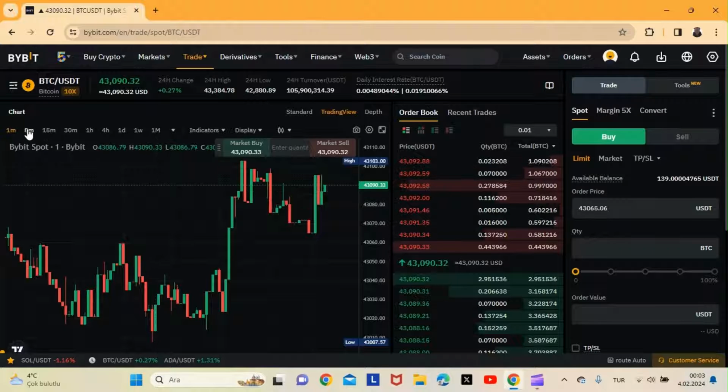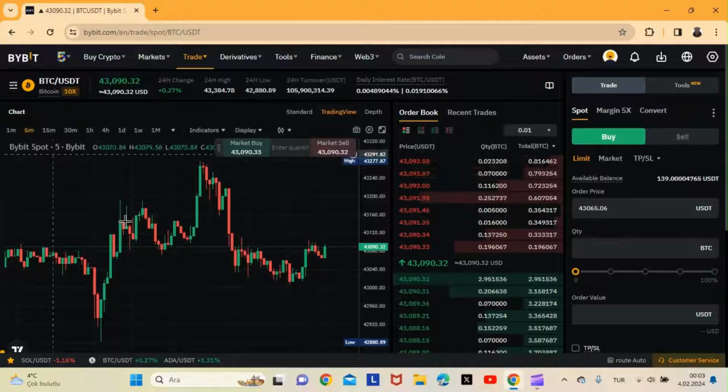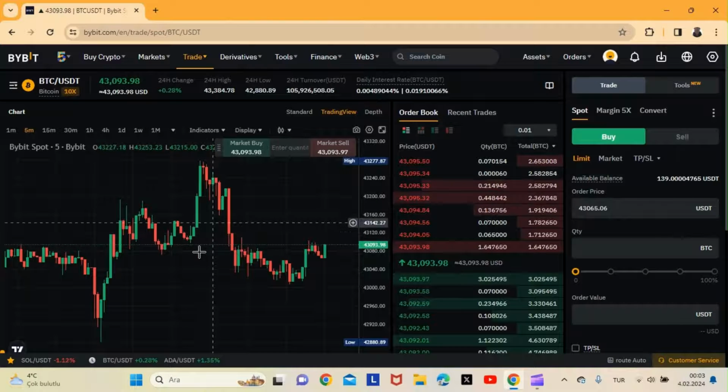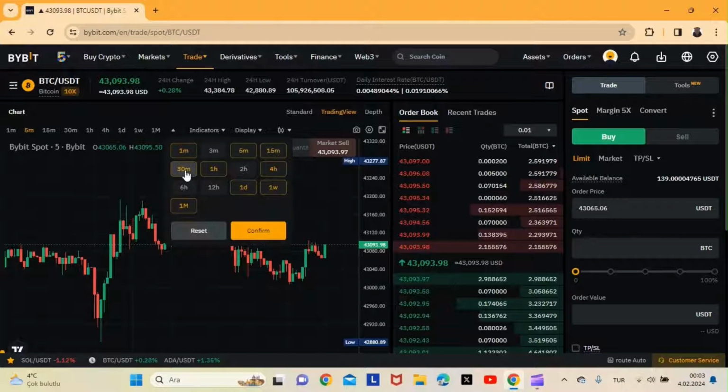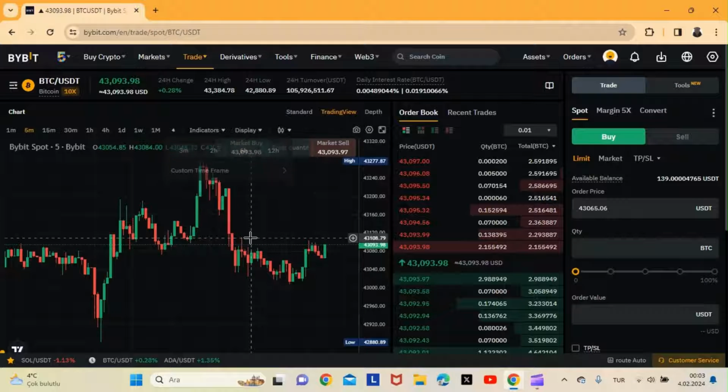If I move to the 5 minutes, each candle here represents 5 minutes to form. You can also tap here and go to custom time frame, and change it to whatever time you want. All right, so now let's come back.